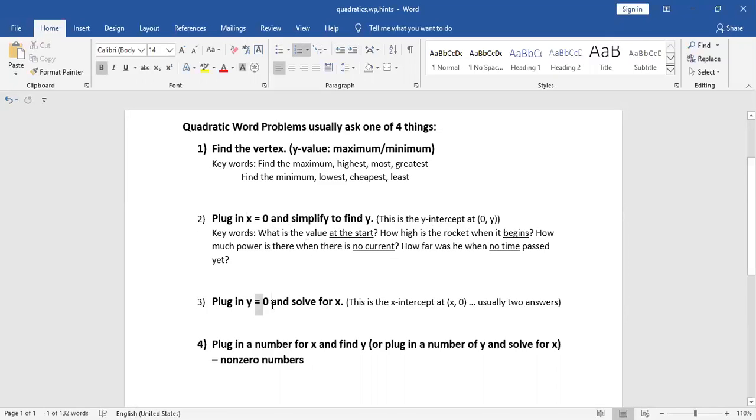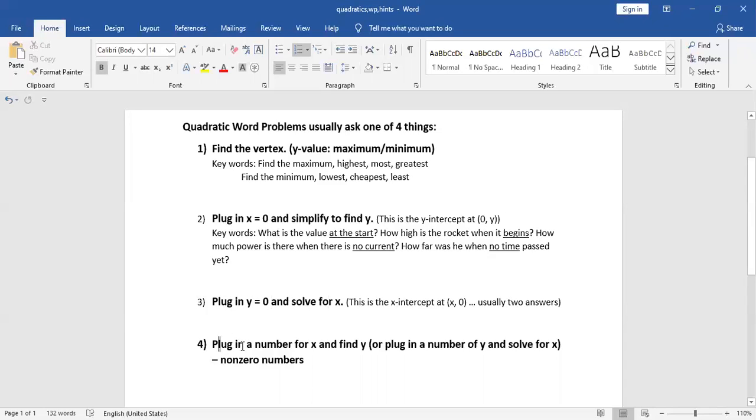And that's going to be looking in the problem and seeing what stands for x and what stands for y. So if they're saying find when the height is 0, and then you look in the problem and see that y stands for the height, then that means that you're plugging in y equals 0 and solving for x.